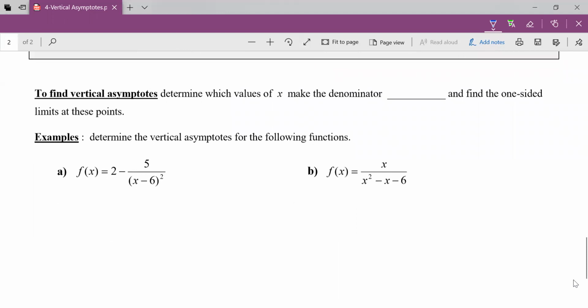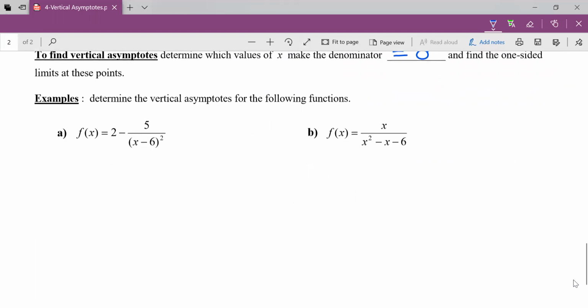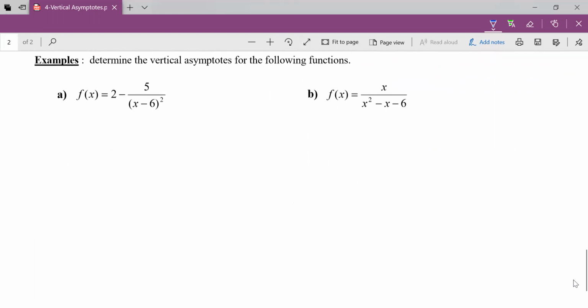Okay, so to find our vertical asymptotes, we'll first determine which values of x make the denominator equal to 0, because that's the one number in life we can't divide by, or the world explodes, right? And then we'll find the one-sided limits at these moments. All right, let's just try two of these. You're used to these, so it's not that complicated.